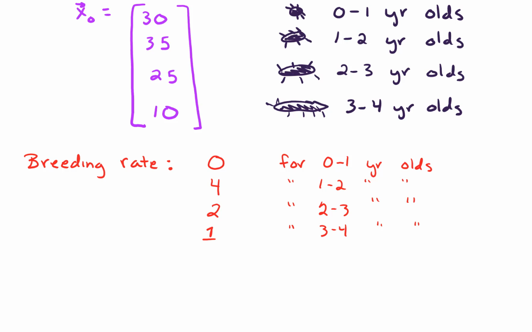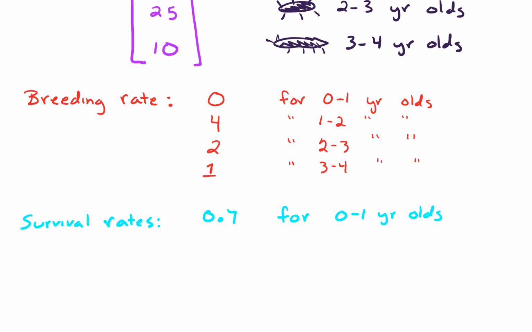In addition, let's suppose we're given some information about survival rates. We have a 0.7 chance of survival for the 0 to 1 year olds. So those young beetles have only a 70% chance of surviving their first year. We've got a 50% chance of survival for the 1 to 2 year olds, a 20% chance of survival for the 2 to 3 year olds, and a 0% chance of survival for the 3 to 4 year olds.